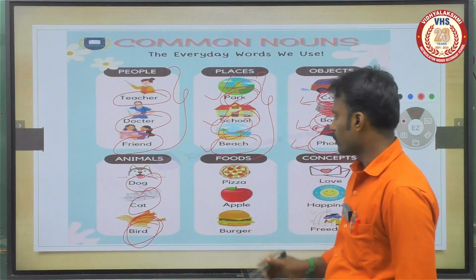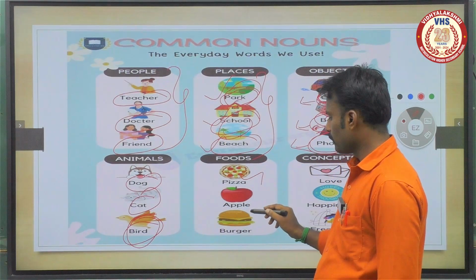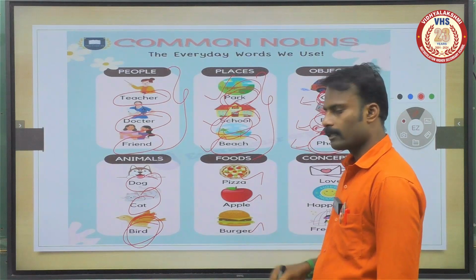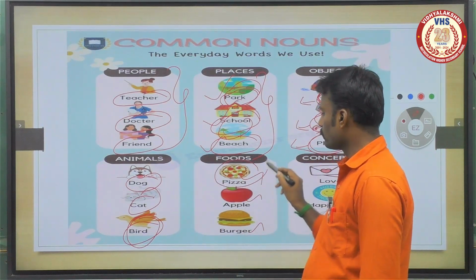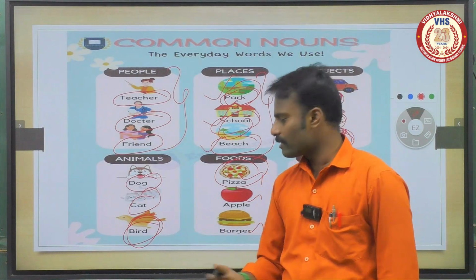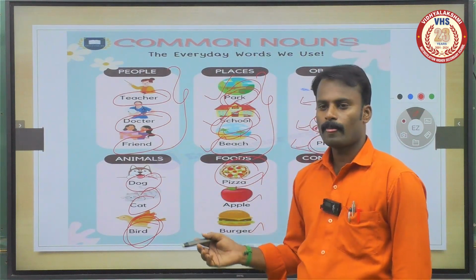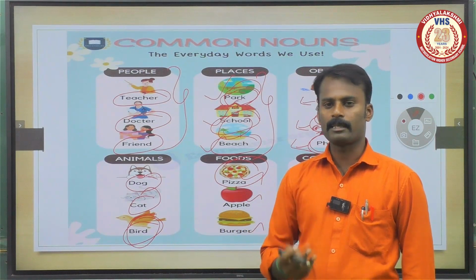Okay, next, foods. Types of food, pizza, apple, burger. Okay, you may have a doubt, pizza, how is it a common noun, sir? Okay, pizza, there is chicken pizza, veg pizza, there are types of pizzas.